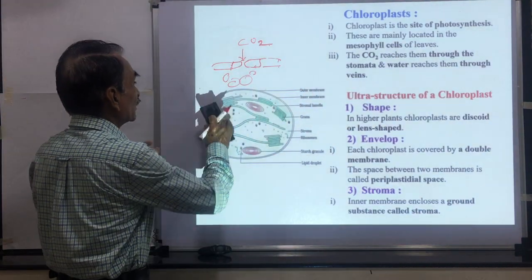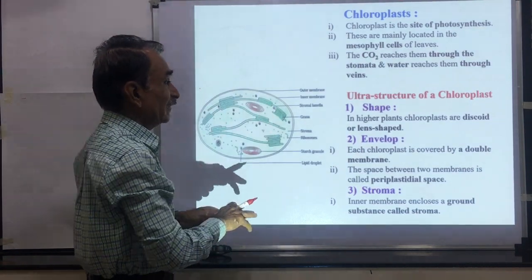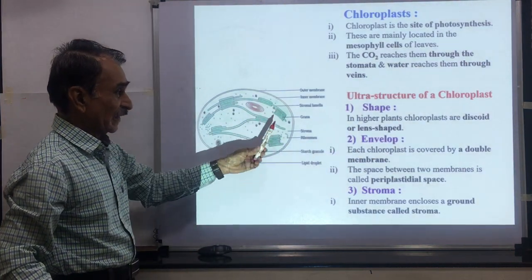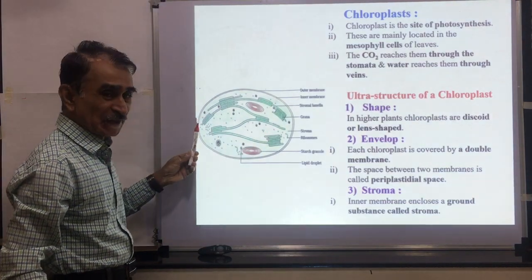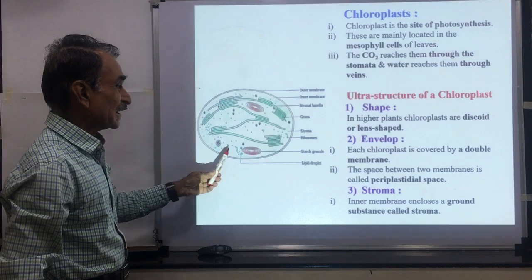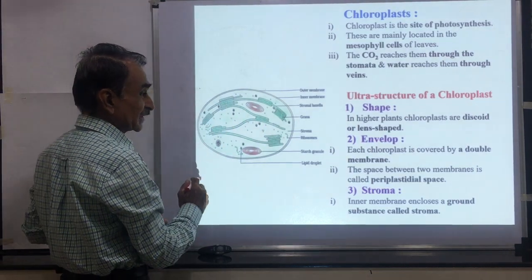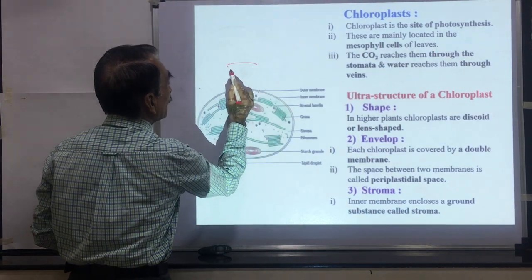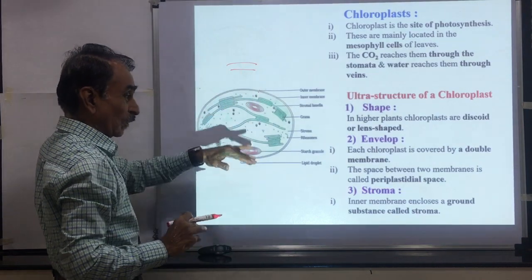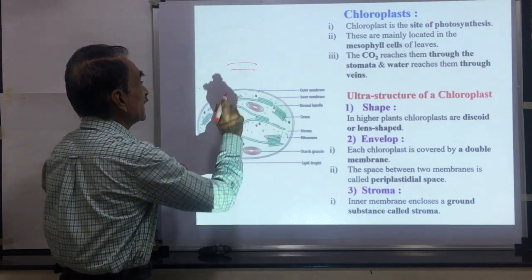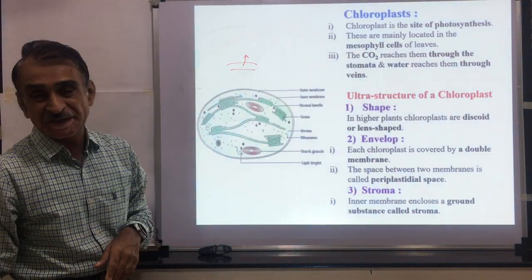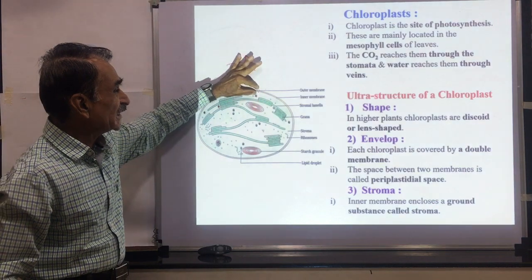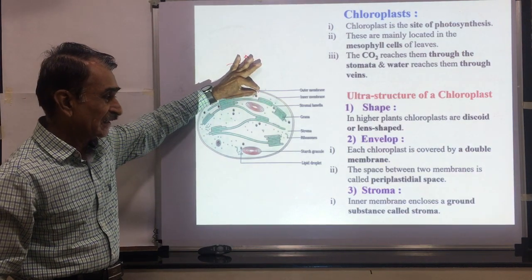Then we shall see the ultrastructure of a chloroplast. First point is the shape. In higher plants, chloroplasts are disc-like, discoid, or lens-shaped. Each chloroplast is covered by two membranes, a double membrane. This is the outer membrane and this is the inner membrane. The space between these two membranes is called the periplastidial space.